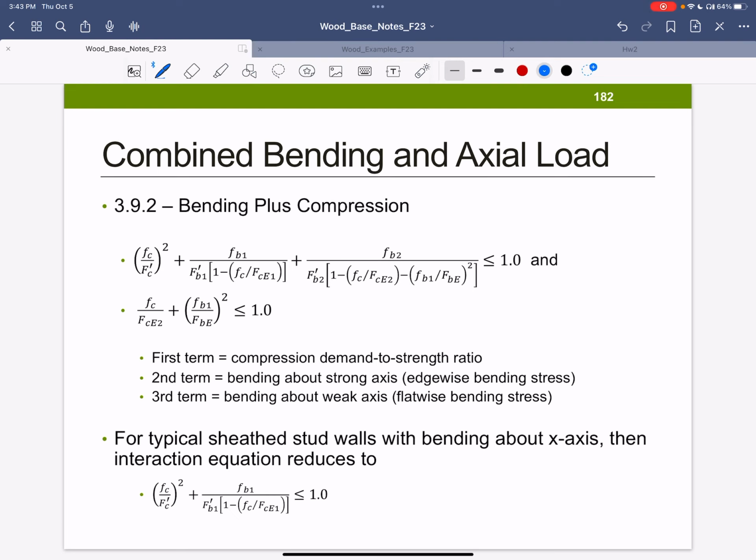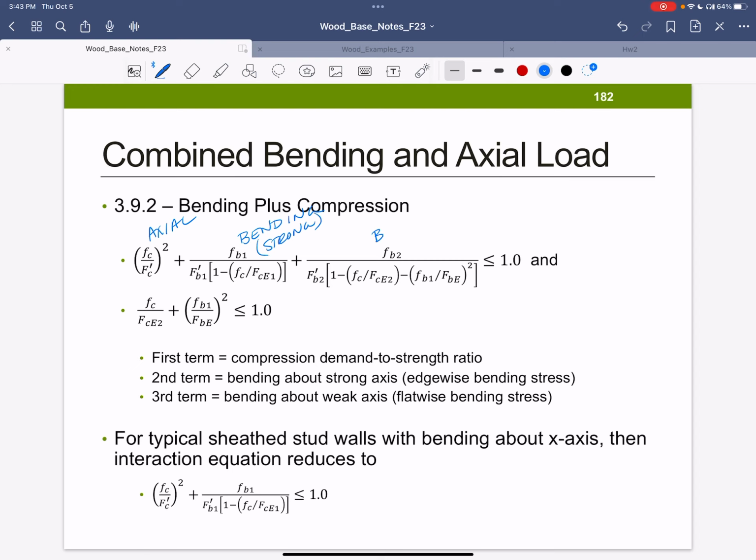So what does this look like? In that section 3.9.2, we've got the formula for bending plus compression. So what do we have? We have axial here. Here we've got bending, strong axis.